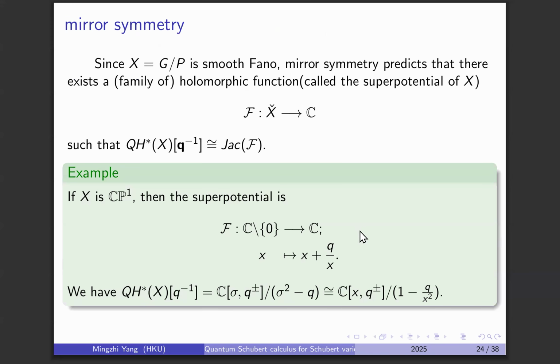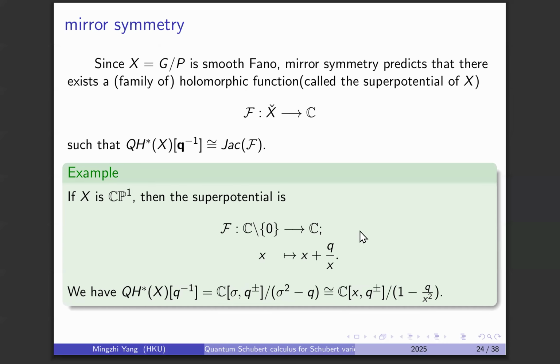And then there is another ring presentation of the quantum cohomology ring coming from mirror symmetry. Since the flag varieties are smooth and Fano, mirror symmetry predicts that there should exist a superpotential, which is a family of holomorphic functions defined on the dual space, as check, with the property that the quantum cohomology ring is isomorphic to the Jacobian ring of the superpotential.